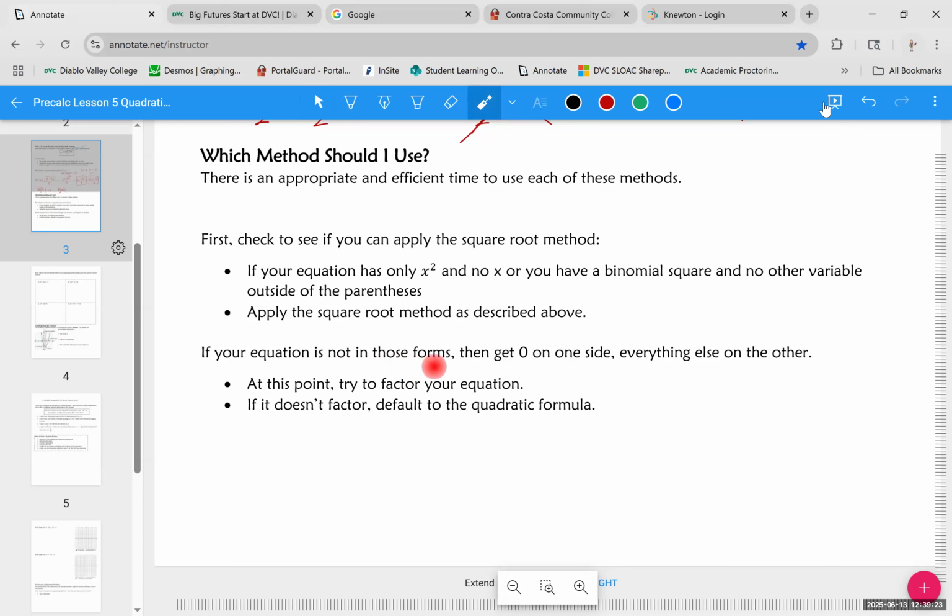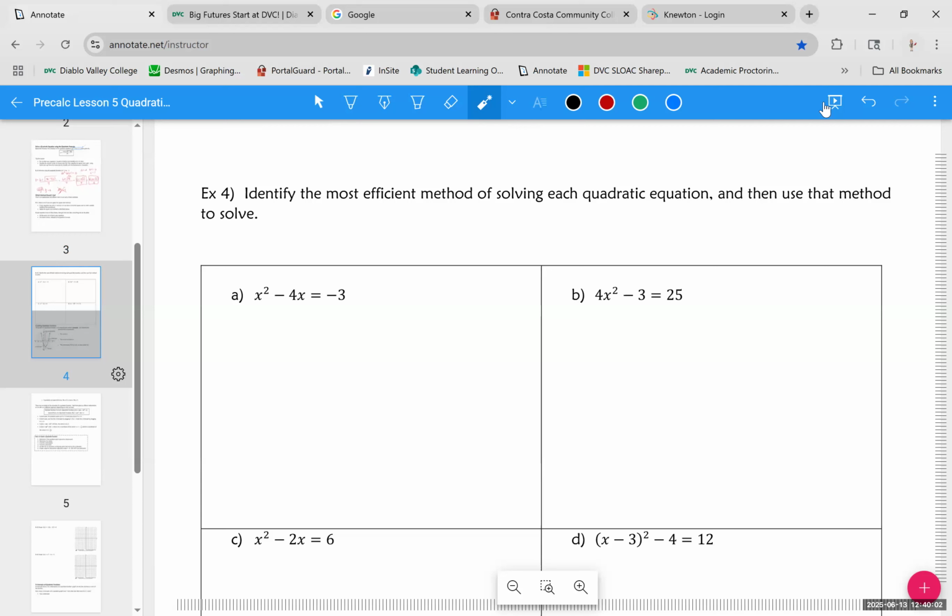Otherwise, if you can't do that, for both the other methods, you need to get everything on one side and 0 on the other. So do that. And then at that point, I always just look to see if I can factor it. Because in my world, maybe not yours, factoring is going to be faster and easier than applying the quadratic formula. But there are some equations that will not factor. And if it doesn't factor, then my last method is I'll default to the quadratic formula because that will always work, right? So that would be my advice on approaching solving any quadratic equation.